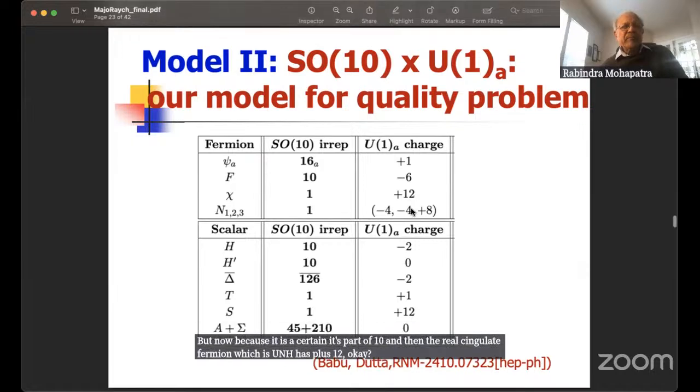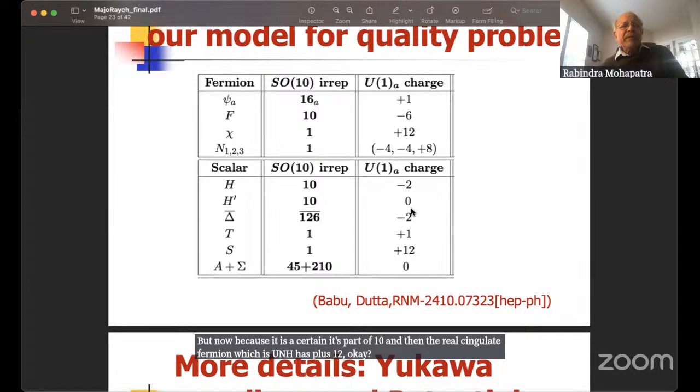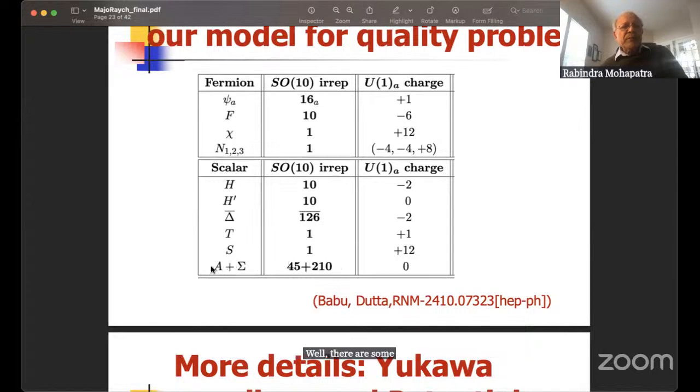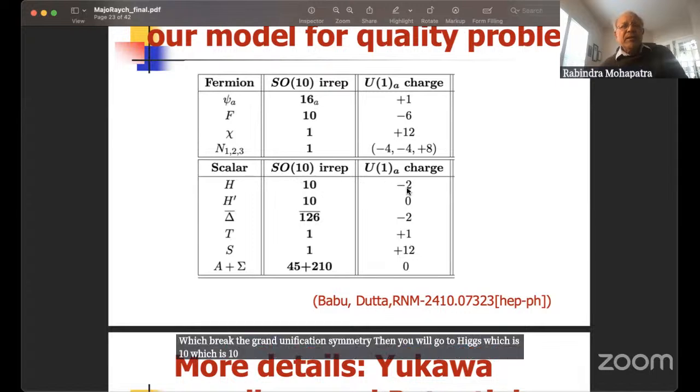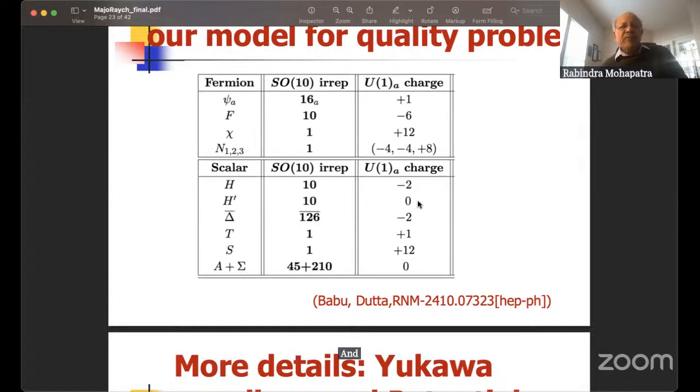Okay. Then you want to break the symmetry down to the standard model. So what are your fields that do that? Well, there are some 45 and 210 fields which are neutral under the U1 charge, which break the grand unification symmetry. Then you get a Higgs, which is a 10, whose U1 charge is minus 2, so it can couple to 16 fermions, psi F, psi H. So that's the fermion over here. And there is a real 10, which has U1 charge 0.